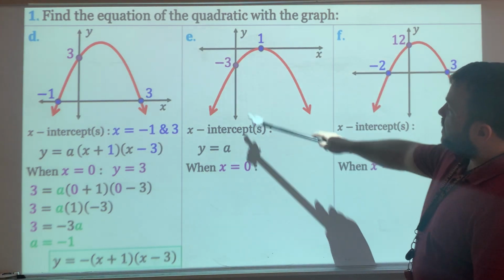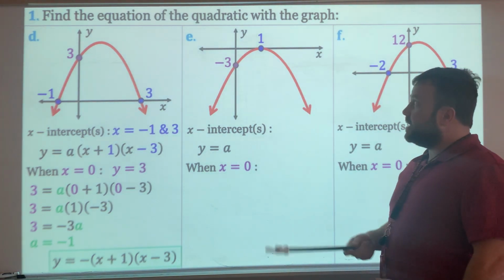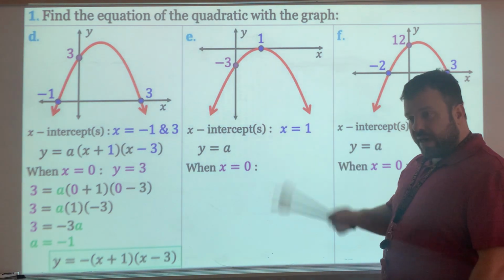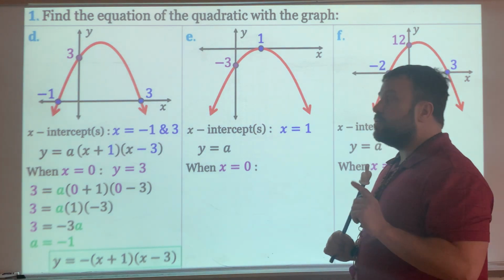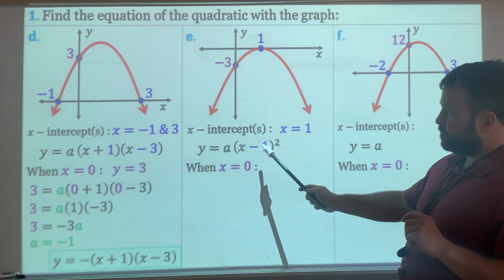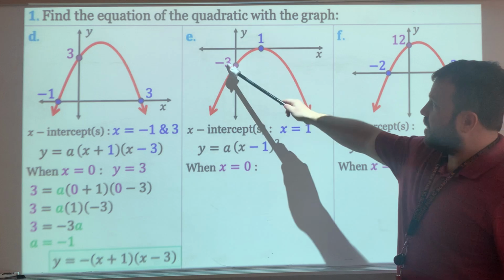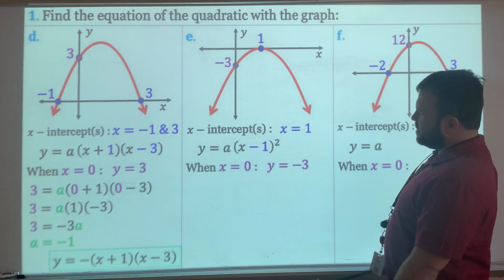Right. Letter E, one x-intercept, and that is only 1. So we're going to have y equals a times x minus 1, you're right, squared. Solve for a. When x is 0, y is negative 2. I'm sorry, negative 3.